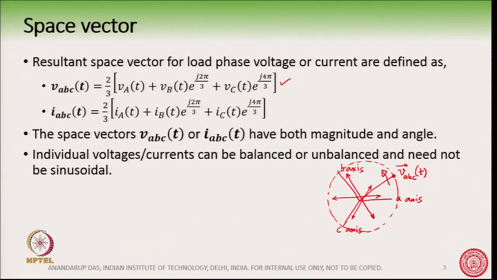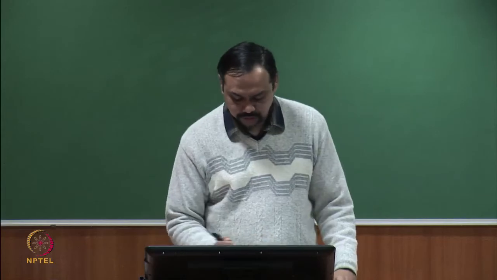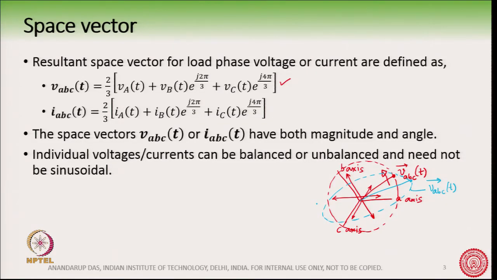However, if they are unbalanced, then this VABC may track an elliptical path like this. Okay, unbalanced case. It may be an elliptical thing. In fact, we will see here that in a more general case of unbalance, it is actually a 3-dimensional plane in which the VABC vector will rotate. I will come to that 3-dimensional plane, but we see that in case of a balanced system, this VABC or IABC, whatever you say, both are equally valid. So, VABC is tracing a circular path, and in case of an unbalanced system, it may trace an elliptical path.